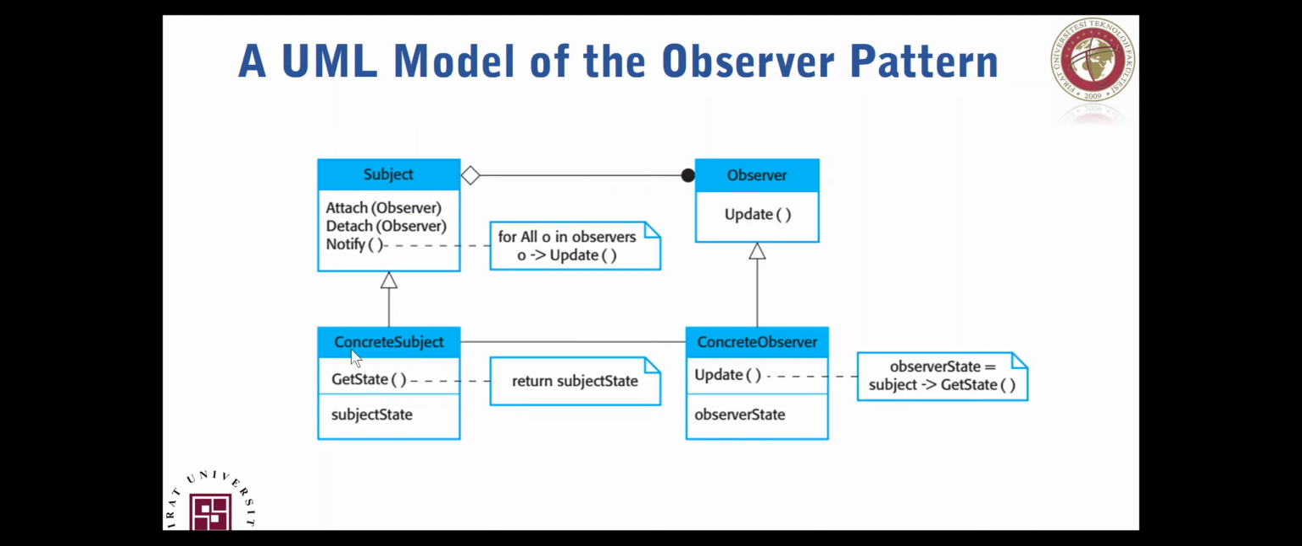And at the same time, this concrete subject is returning the state subject and passing it to what? To a concrete observer. So the concrete observer is an object that inherits observer itself, and it has a direct relation with the concrete subject, where it communicates to get the update of the state of the subject here. So now our subject, the abstract class, has as many observers as needed.